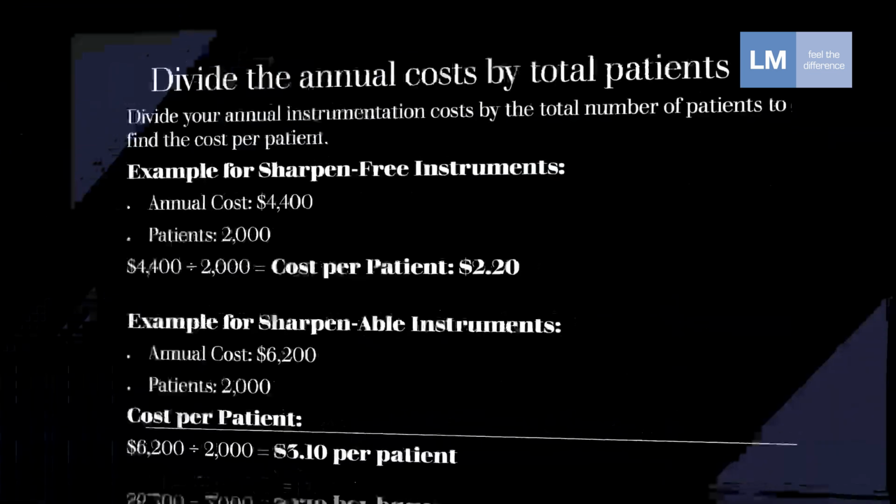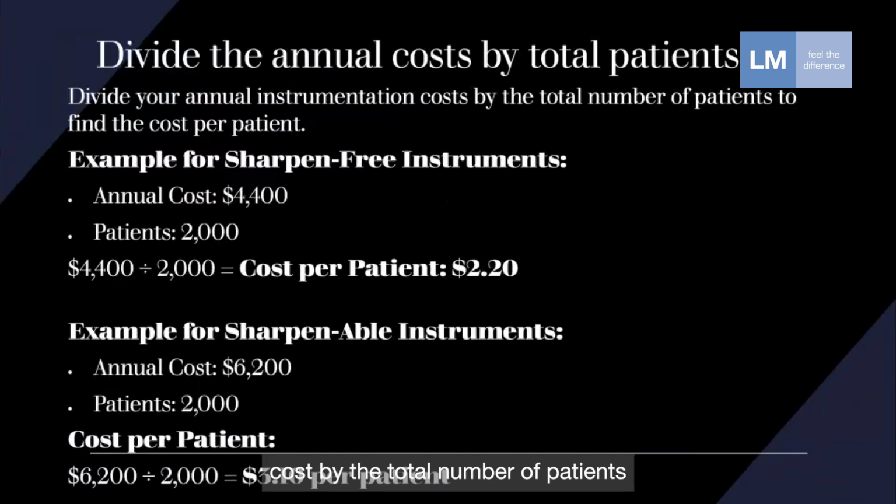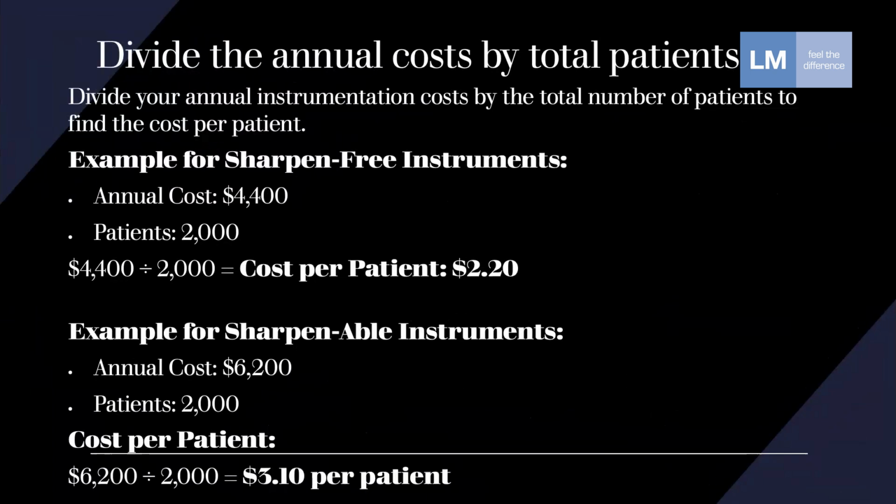Next, we want to divide the annual costs by total patients. So divide your annual instrumentation cost by the total number of patients to find the cost per patient. So here's an example. For the sharpen-free instruments, the annual cost was $4,400. We see 2,000 patients a year, so we divide 4,400 divided by 2,000. The cost per patient is $2.20, and I like to think of it as investment per patient.